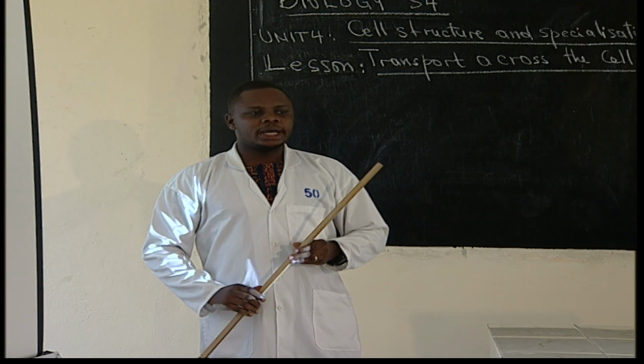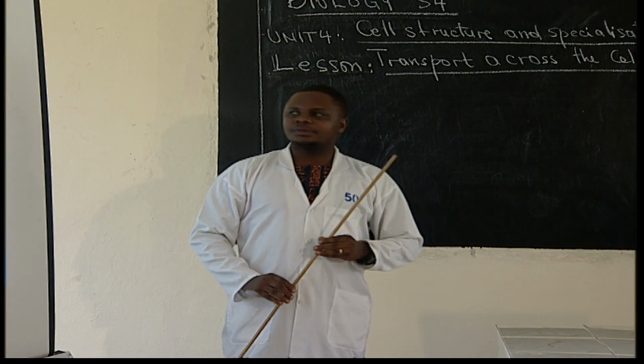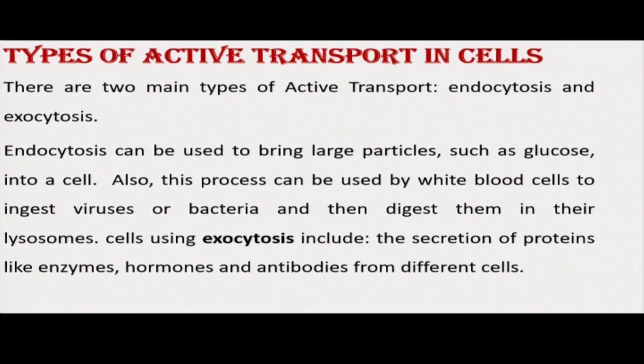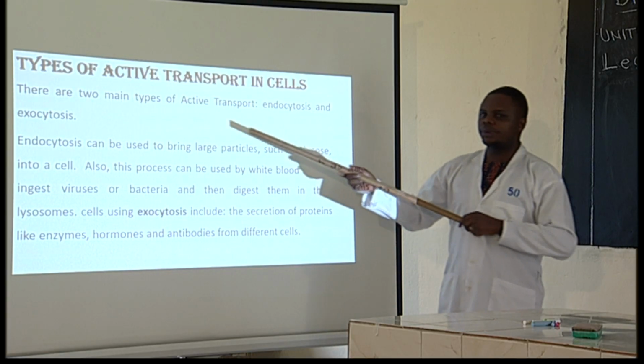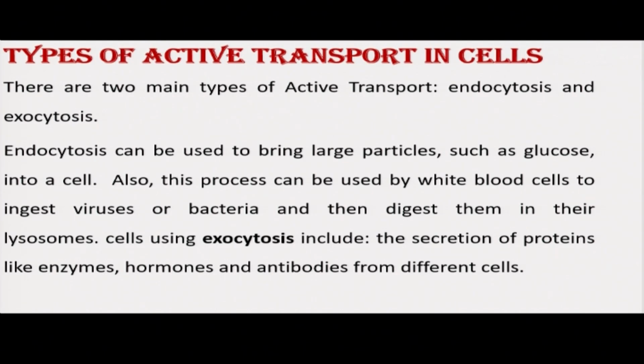Students, what are the types of active transport? We have two main types of active transport. One is what we call endocytosis. Another one is what we call exocytosis.